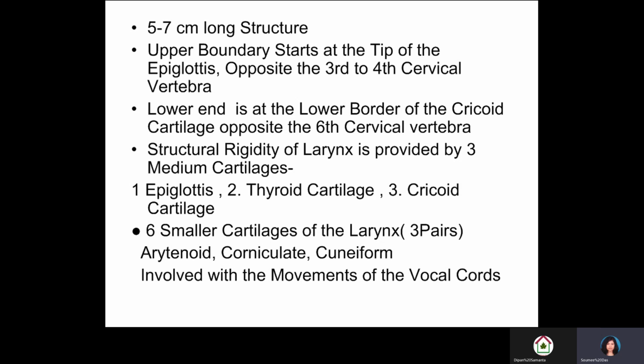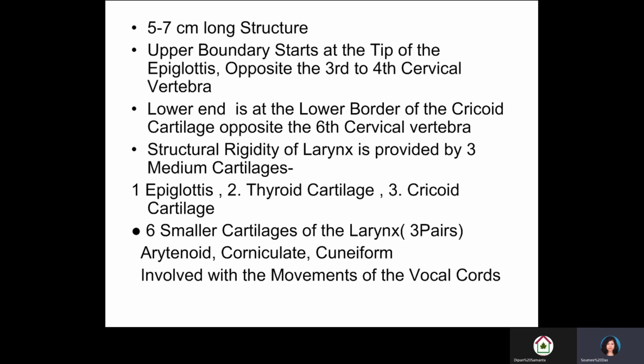The structural rigidity of the larynx is provided by 3 medium cartilages. Number 1 is the epiglottis, number 2 is the thyroid cartilage, and number 3 is the cricoid cartilage. That means the structural stiffness or integrity of the larynx is maintained by these 3 cartilaginous structures. Together these 3 cartilages help in maintaining the shape and the rigidity of the larynx.